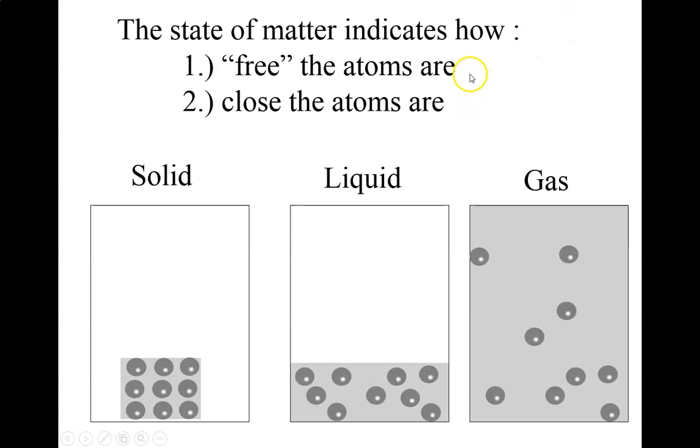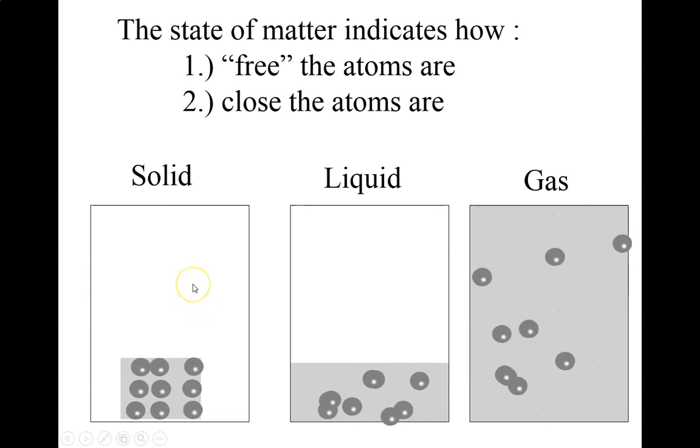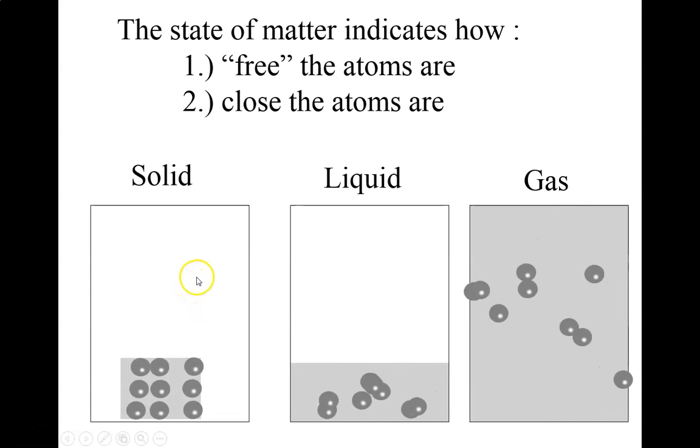So there's three states of matter. You've seen this before: solid, liquid, and gas. The state of matter indicates how free the atoms are to move around, and how close the atoms are to each other. And no matter what, unless you're at absolute zero, the atoms are always moving.